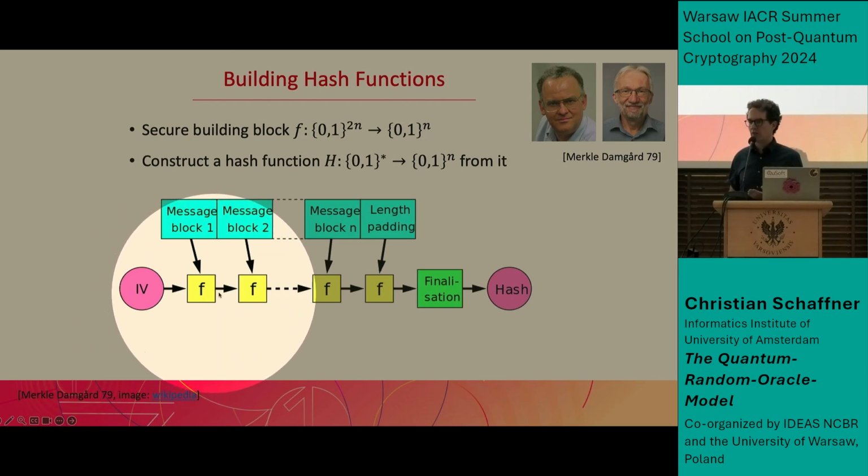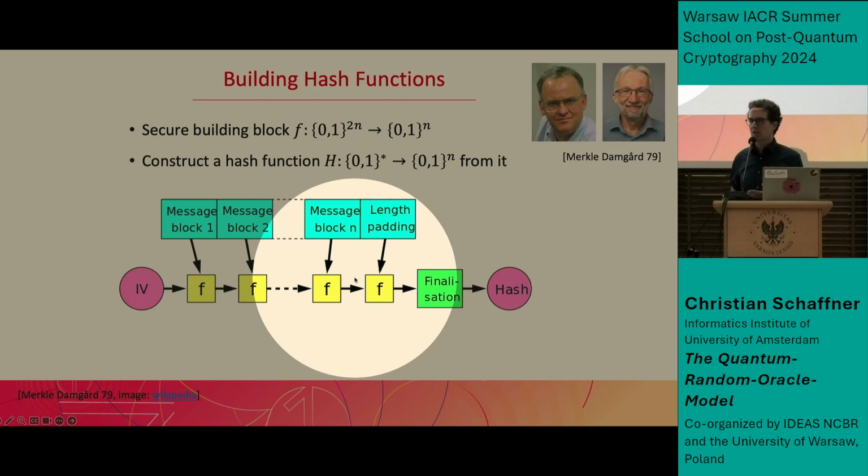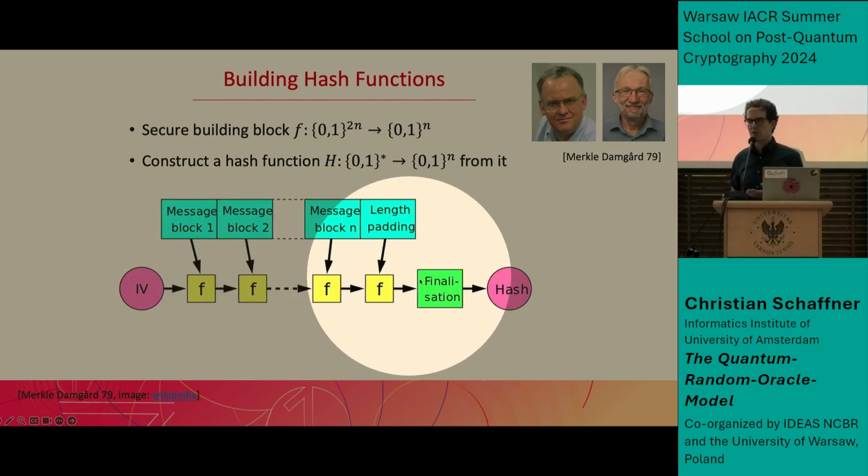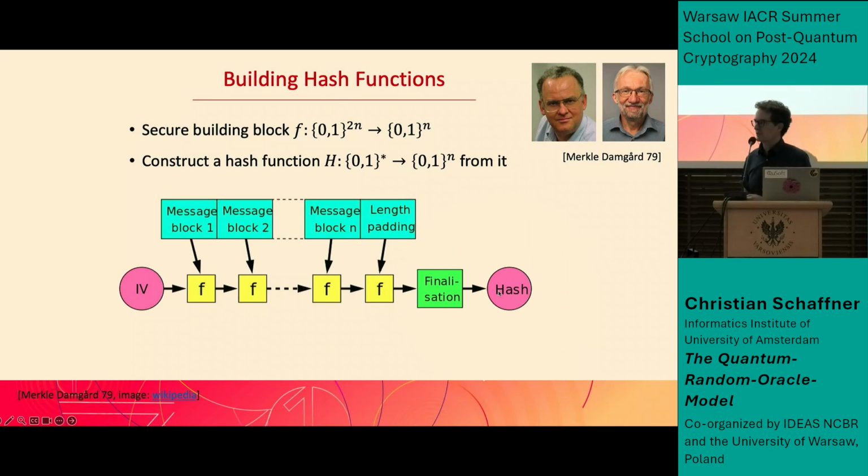So every time you are transferring n bits to the next, and you feed in new n bits from the chunk of your message, and you keep doing this. Sometimes you have to start special and end special, but in the end what comes out is the hash function. So that's one of the standard ways of building hash functions.